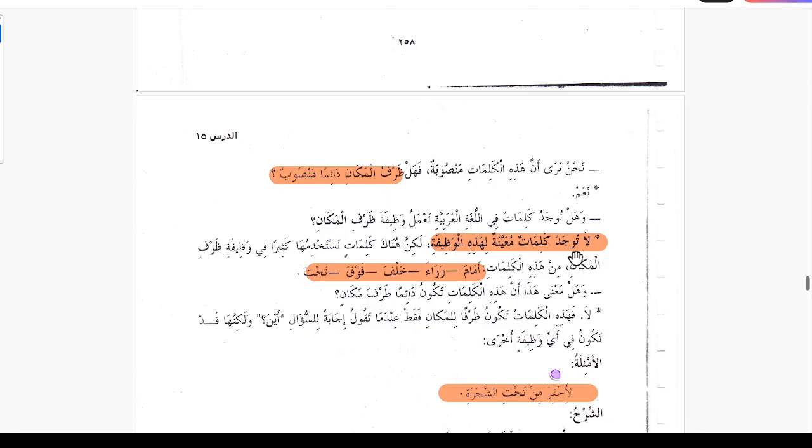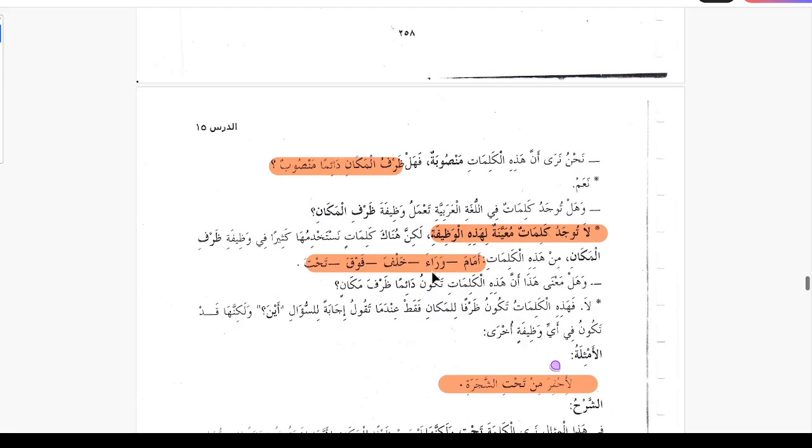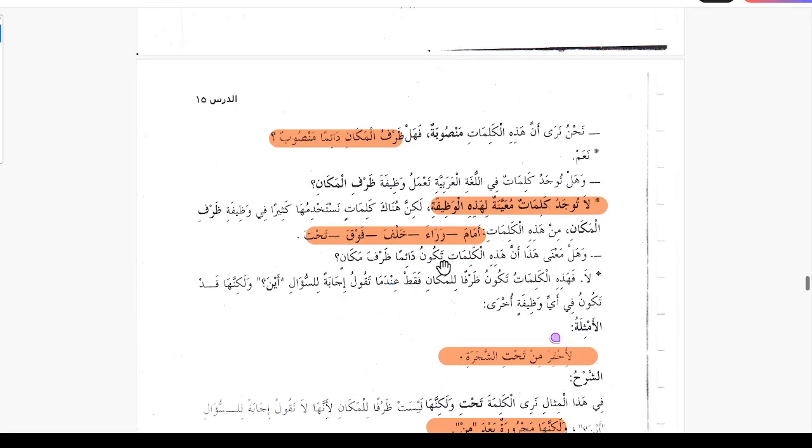La, tujadu kalimatun muayyanatun, no, there are no specific words li hazihil wazifati, for this function. Lakinna hunaka kalimatun nastakhdimuha kasiran fi wazifati zarfil makani, but there are words that we use a lot in the function of the zarful makan. Min hazihil kalimati, among these words are amama, in front, wara'a, behind, khalfa, behind, fawqa, above, takhta, under. So normally these are used as a zarfu makan.